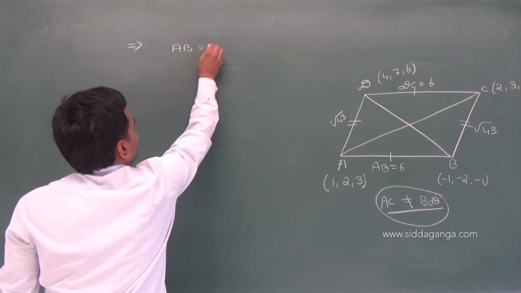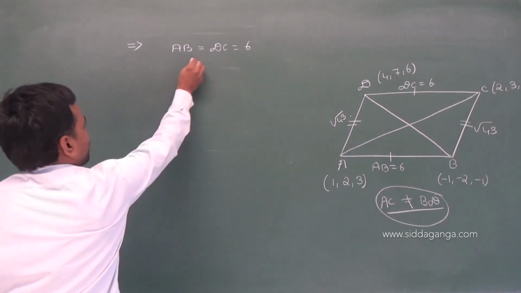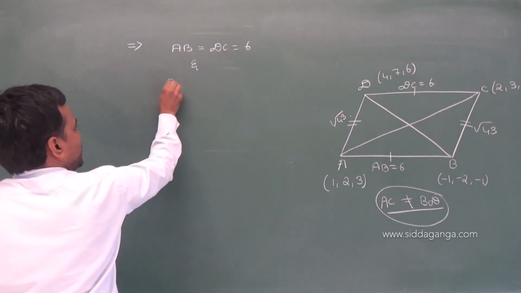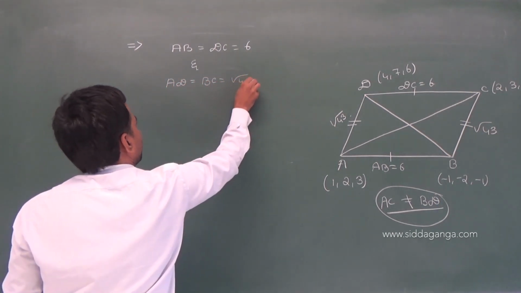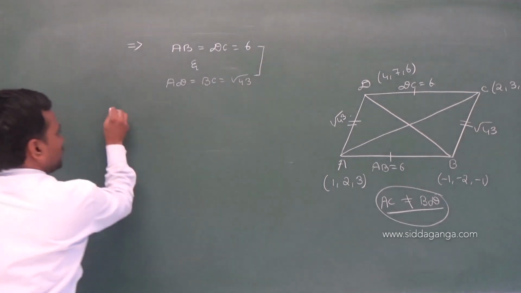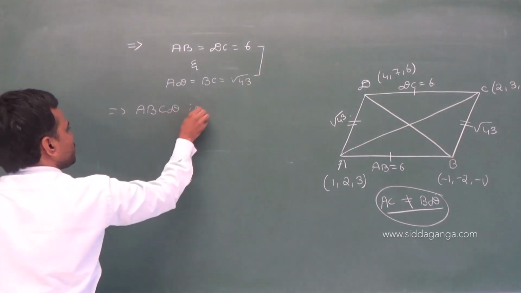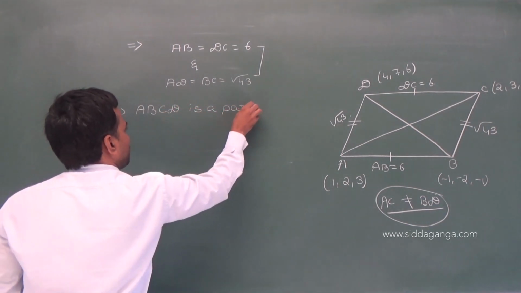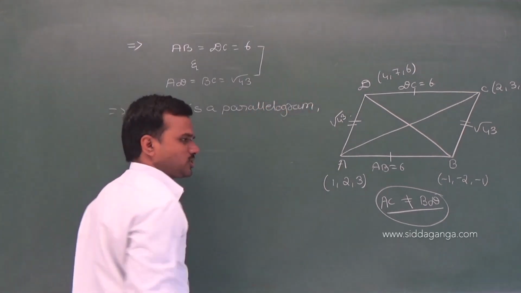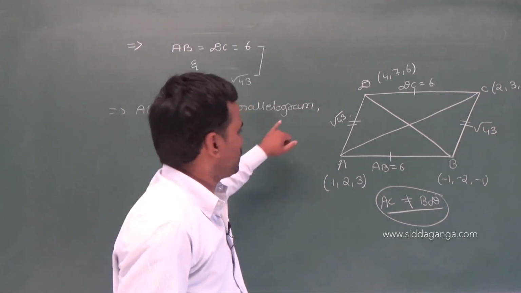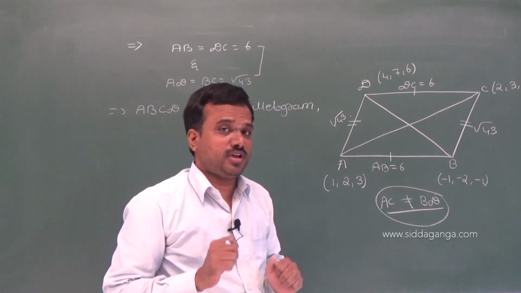AB is equal to DC is equal to 6. First one, opposite sides. And AD is equal to BC is equal to root 43. Opposite sides are equal. That implies ABCD is a what? Parallelogram. First one is over. ABCD is a what? Parallelogram. First one is over. One more question he asked.